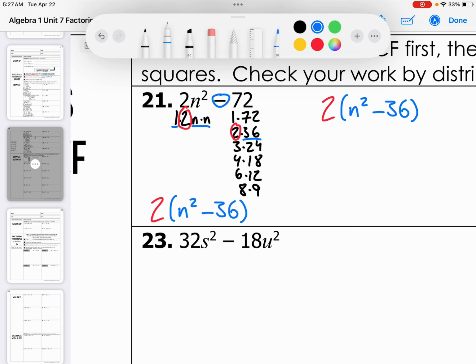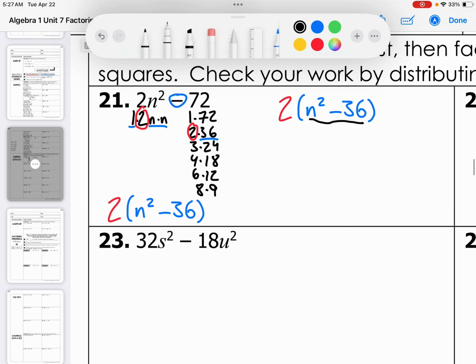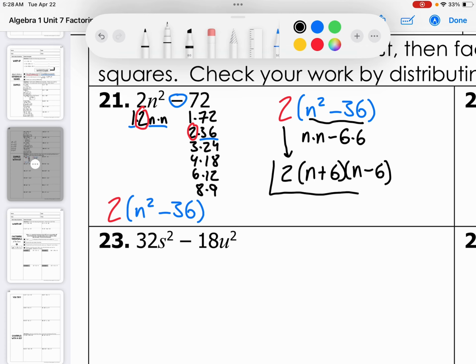Then what I'm going to do is look at what was left over, what's in the parentheses, and factor that part. So the n squared would be n times n, minus 36 is 6 times 6. So this will give me the factors n plus 6 and n minus 6. Which normally would mean I'm done there, but we can't forget this 2 that we took out at the beginning. So we'd have 2 and then n plus 6 and n minus 6.